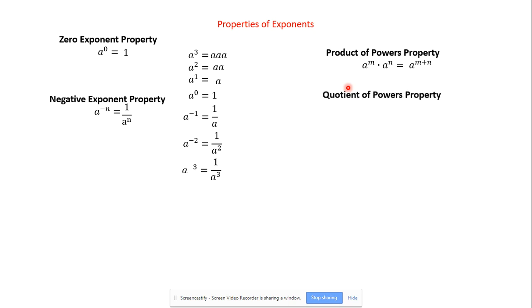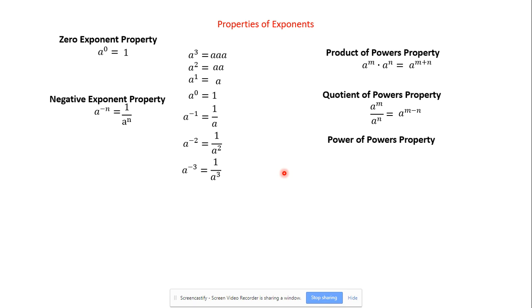Same thing with quotient of powers property, except instead of multiplying, we're going to be dividing. If when we multiply we add, what do you think we're going to do when we divide? Subtract. It'll be a to the m minus n. If you were to expand these out, you'd have a whole bunch of a's on top, a whole bunch of a's on the bottom. Then you'd be able to cancel out the a's because it's multiplication common factors.